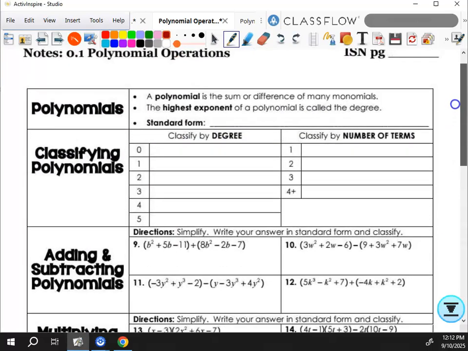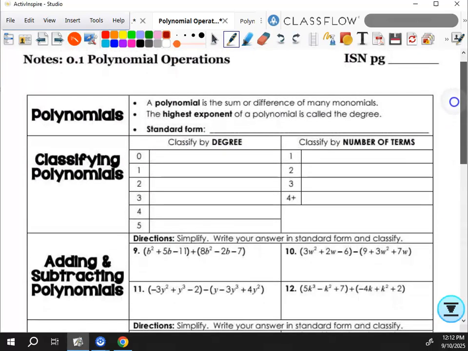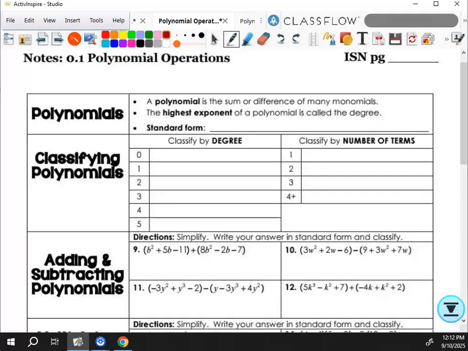Alrighty, we are going to look at polynomial operations. So let's talk about what a polynomial is. Poly means many, nomial means terms basically, so many terms. It's the sum or difference of many monomials. Monomials have one term. So the highest exponent of the polynomial is the degree. All things we should kind of know.